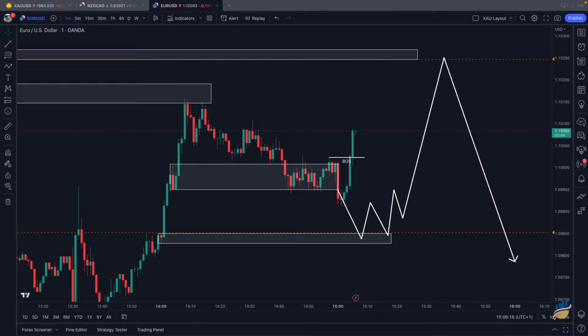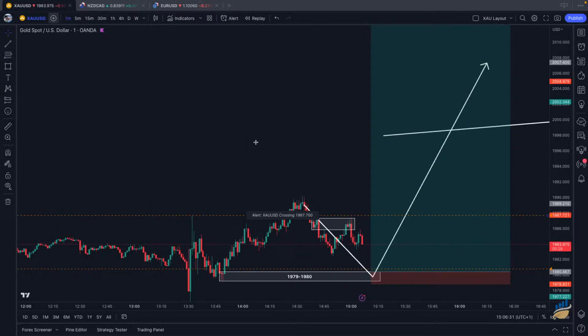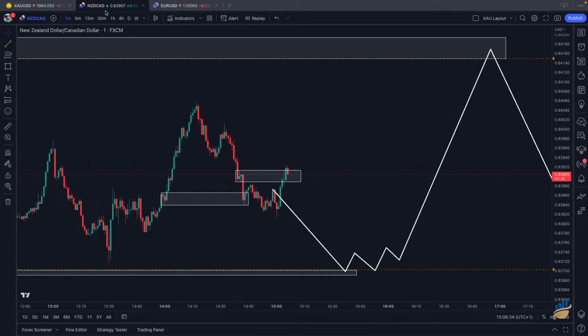Okay. And this is just the level of composite index based on surveyed consumers. So that's obviously going to have an impact on any US dollar pairs. So let's have a look and see.